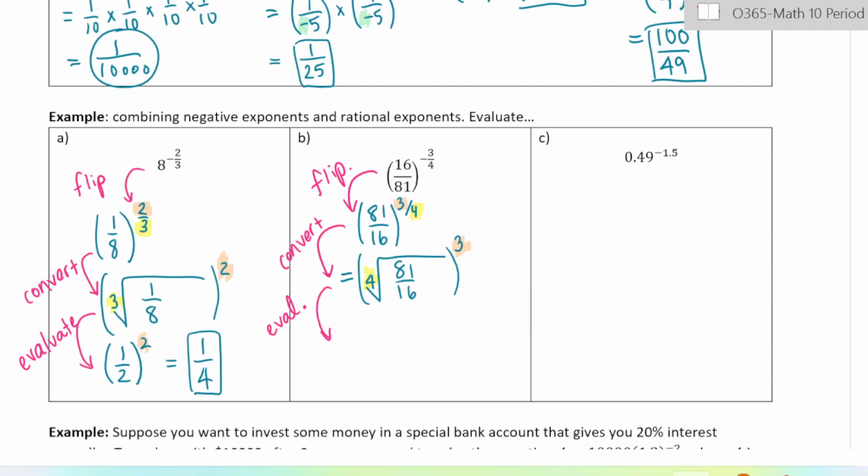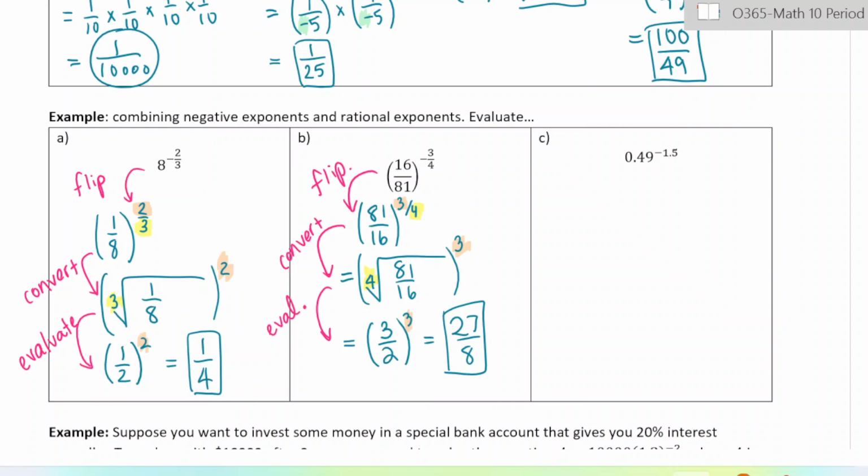Okay, so 4th root of 81. Sorry, 4 numbers that multiply to 81 are 3 times 3 times 3 times 3. And then the 4th root of 16 is 2. And now we still have to do the power of 3 part. So it's going to be 27/8. Okay, flip, convert, and then evaluate.